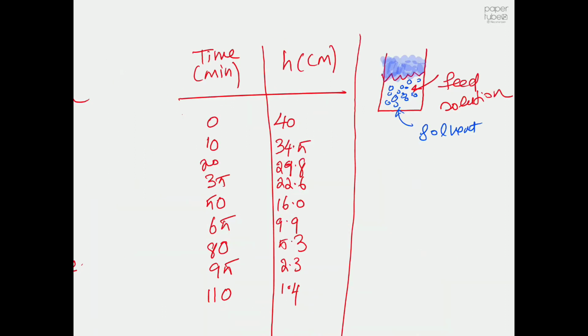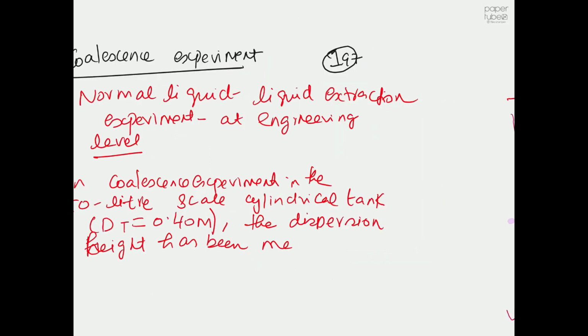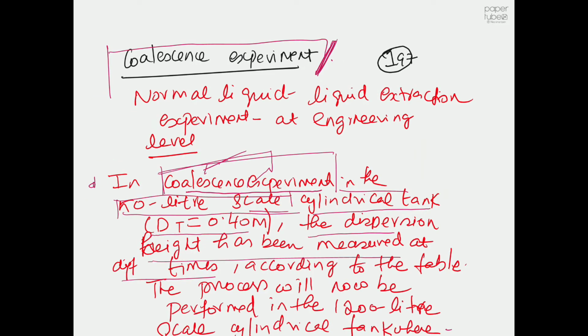And then we have a set of table values. The table is here. We have time starting from the 0th minute, 10, 20, 35, 50, 65, 80, 95, 110. And this is the height. I'll tell you what this height is about.